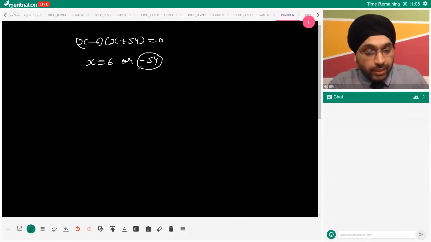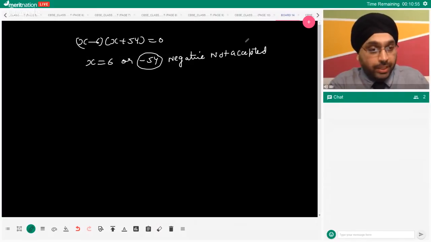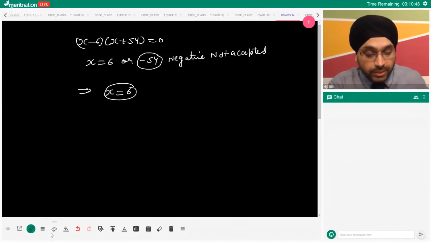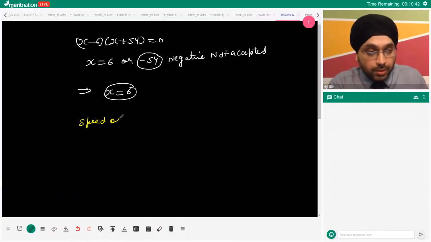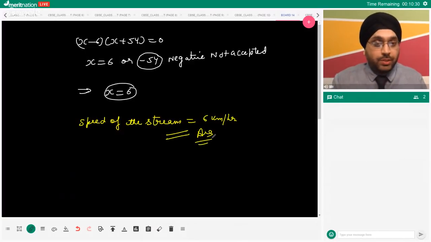Now guys, we cannot have a negative value. We just need to ignore it, not accepted. Why? Because the speed can never be negative, right? So the speed can never be negative. So this means we can say finally that x equals to 6. Can I say the speed of the stream is what now? 6 km/h. So guys, this is your final answer. I hope you guys are clear now how we need to handle these types of questions.